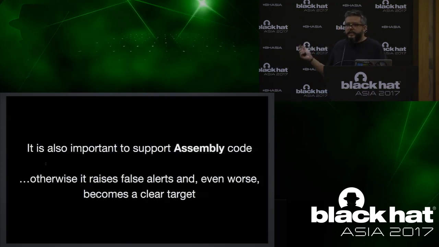Something else which is important and that we did implement in KCFI is the support for assembly code. If you don't support assembly code, then first thing, you're going to get a lot of false positives. Because if you are indirectly calling assembly code, you won't have the tags there. Also, if you have assembly code calling C functions, you won't have the tags there. Thus, the checks will raise false alerts. Also, and even worse, the indirect branches in the assembly code will be unprotected.